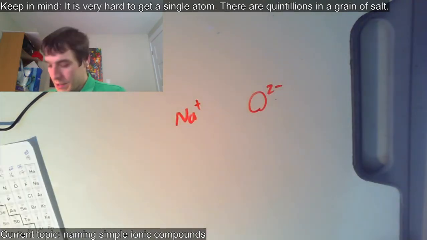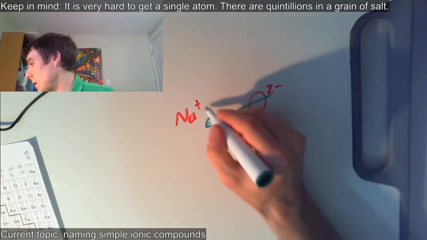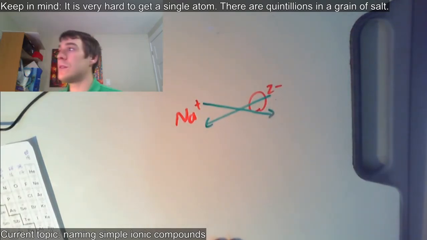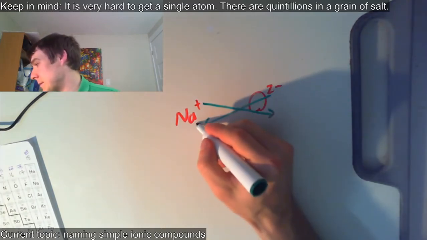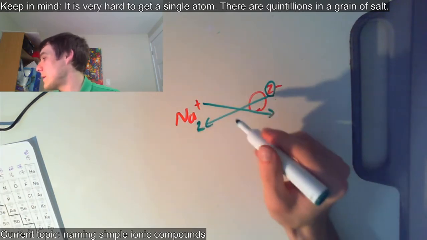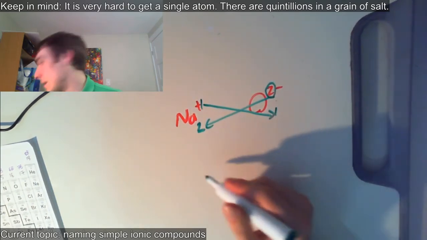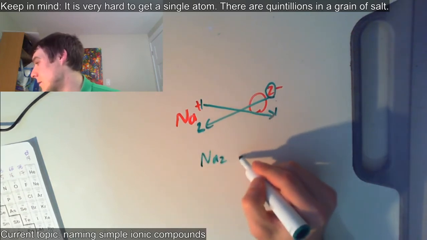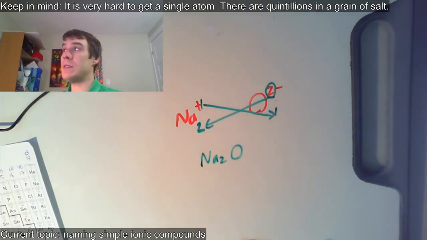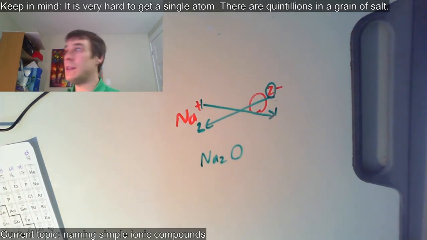And then the crisscross method says you just cross over the numbers. So this becomes a 2 because that's a 2, and we take that 2. That becomes that 2. This is a +1, which becomes a 1. So it predicts Na2O as our simplest ratio. And indeed, that is what we see.